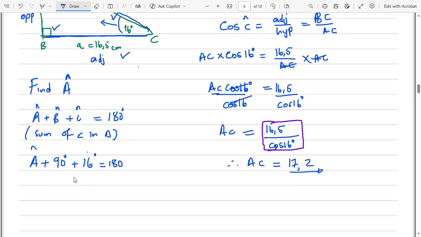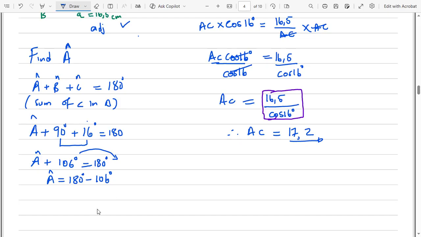We find the sum of these two angles, which is 106. A plus 106 degrees is 180. And then the 106 goes to this side. So angle A is 180 minus 106. That's 74. That's angle A.